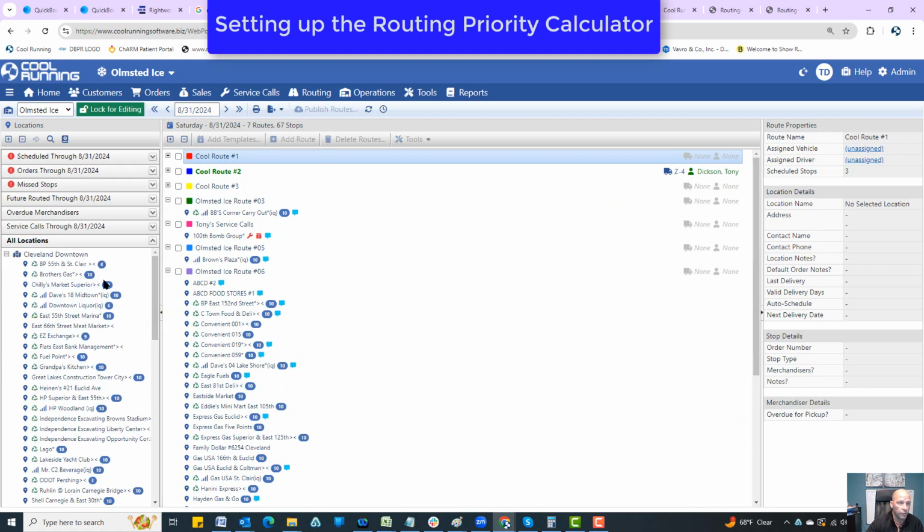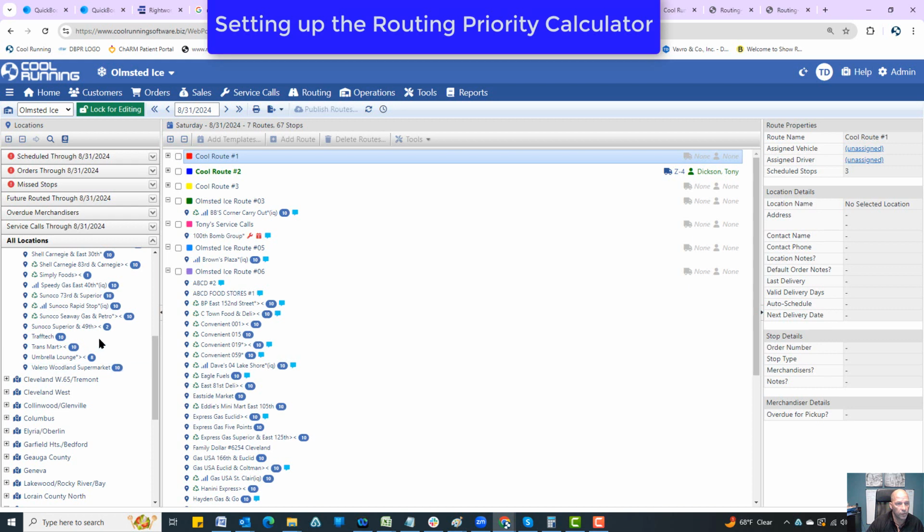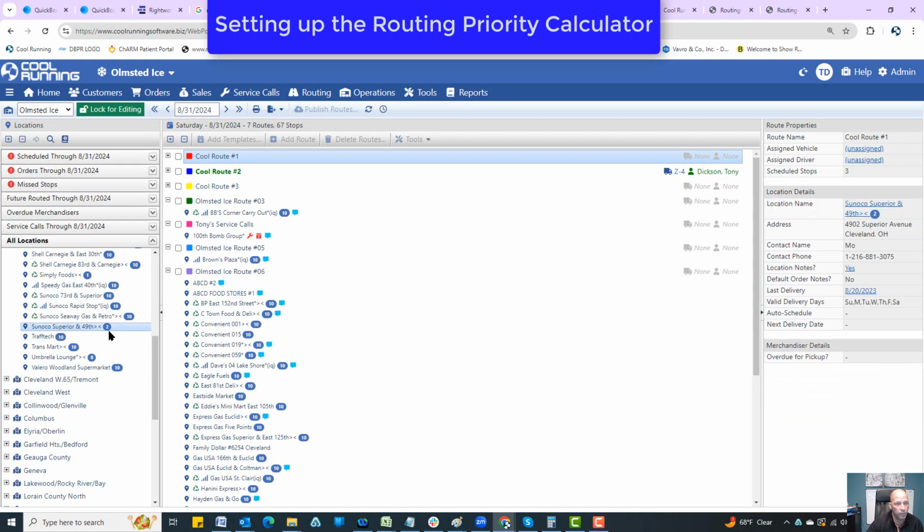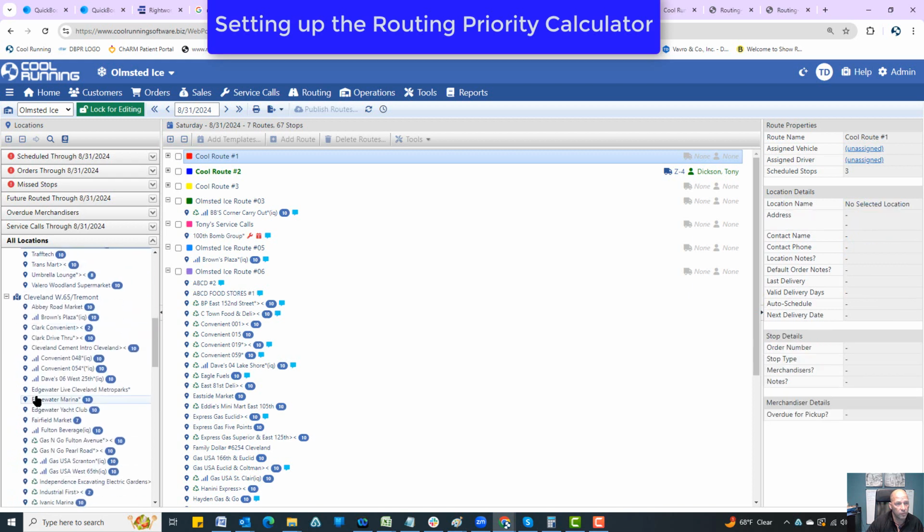Okay, so you can see right here the 1 to the 10s were fairly decent customers in that period. This one, 6 here, is not so good. Let's see what else. This one right here, really bad one, only a priority 2. Traftech, Transmart, these customers right here are upper level customers. Clark Convenience is a 2.